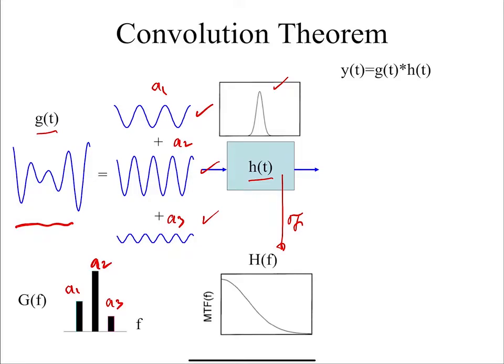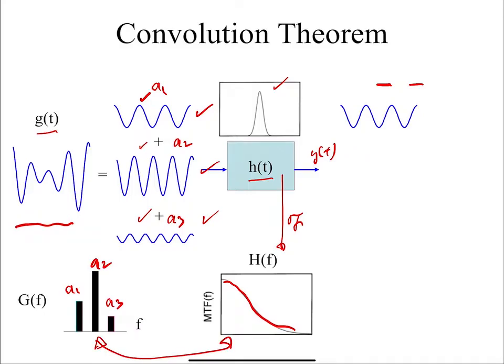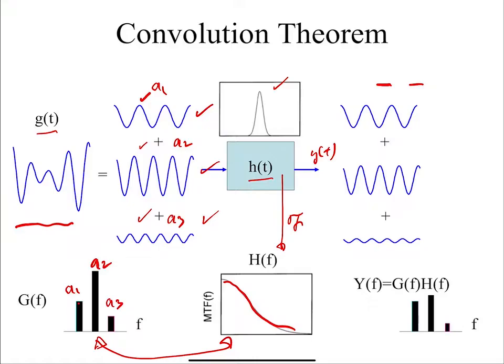So we know from before that the output y of t is just going to be g of t convolved with h of t. Okay? But I can also think about taking each of these sinusoids and multiplying it by this frequency response, because this tells me how much each of those sinusoids gets attenuated. And then if I sum all these up, that should also give me my output. That is just taking each of these and multiplying it by its particular value, g of f times h of f. And so that's basically the intuition behind that.